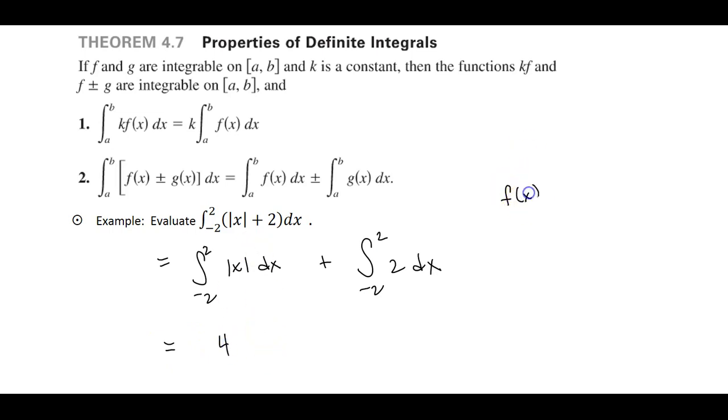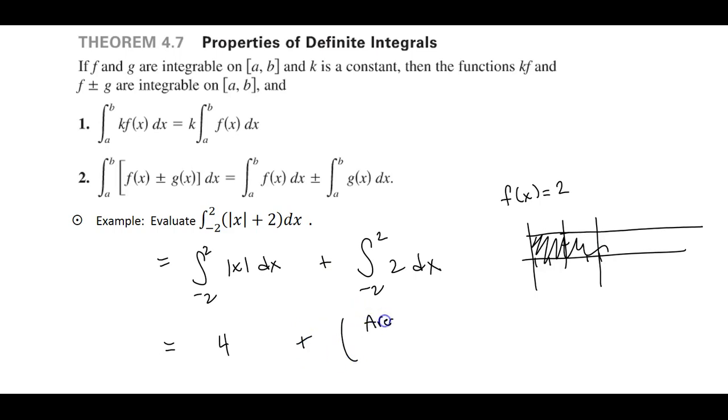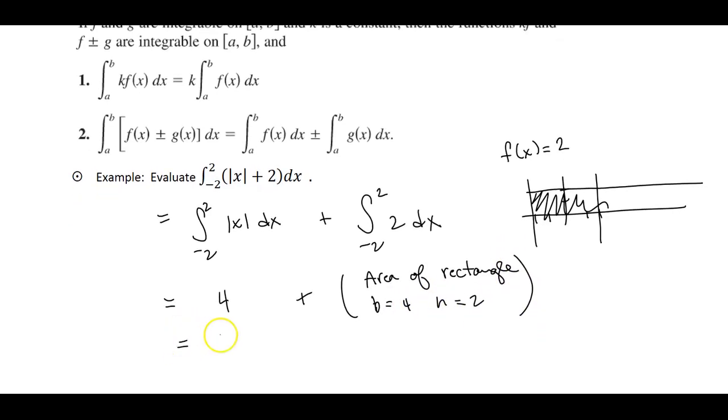But here we're going to have f of x equals 2, so that's a horizontal line. And we're going from -2 to +2. So we're looking at a rectangle where the base is 4 and the height is 2. So this is going to be 4 plus 4 times 2, which all adds up to 12.